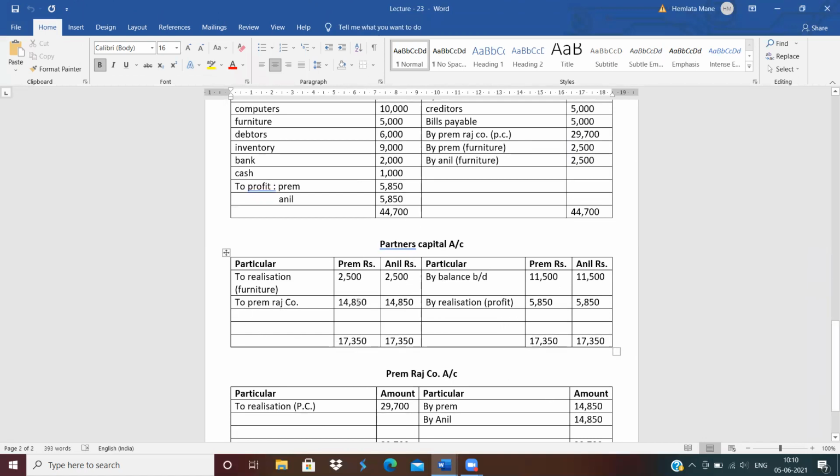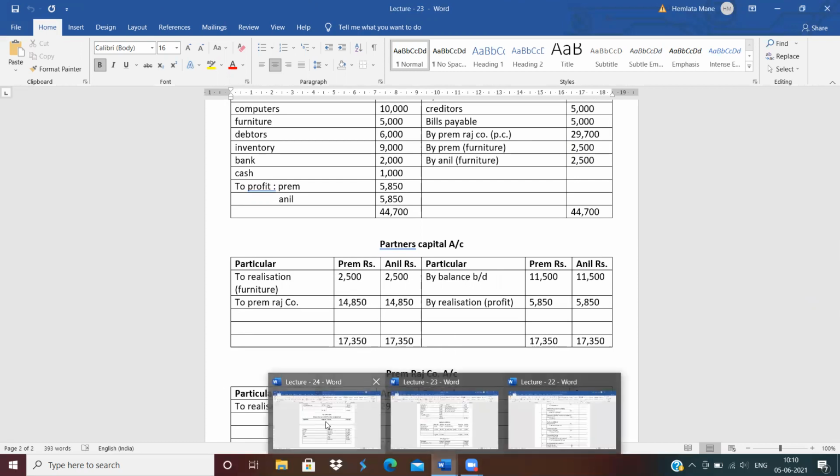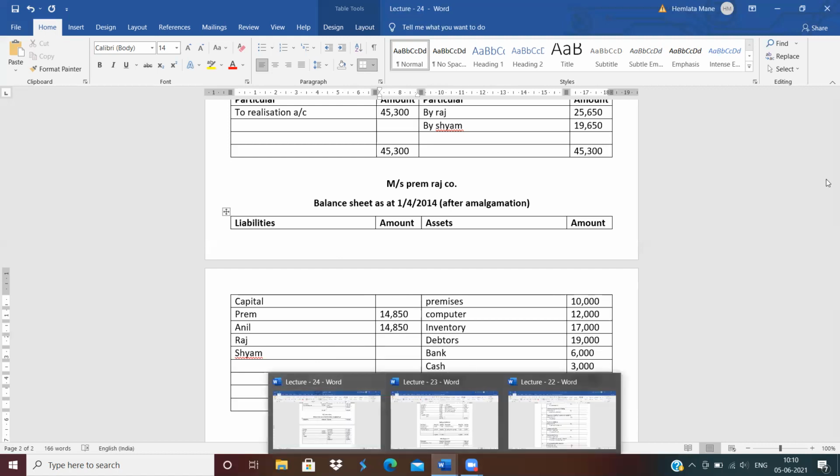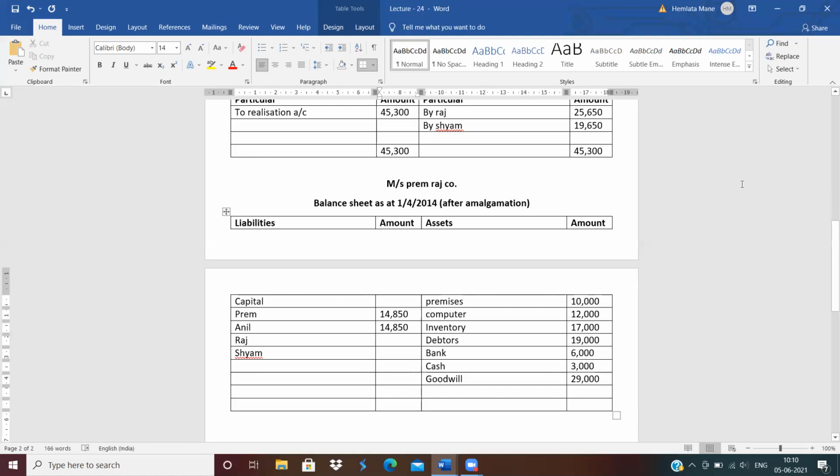Write down the amount 14,850. This is the amount of capital, 14,850. Now write down the amount of Raj. See here, how much is the amount of Raj? 25,650, 19,650. See here.